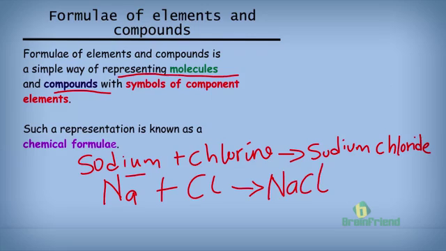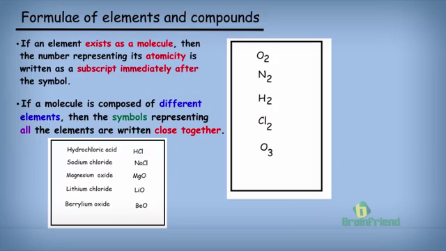So you see, we've been able to use symbols to represent this reaction, and this format is what we call a chemical formula. So this is the chemical formula of sodium chloride. We say that such a representation is known as a chemical formula.